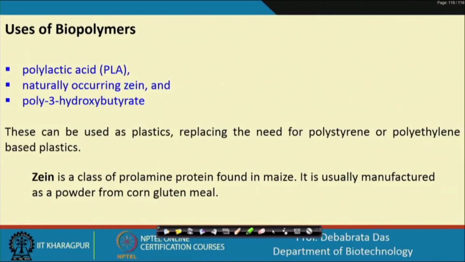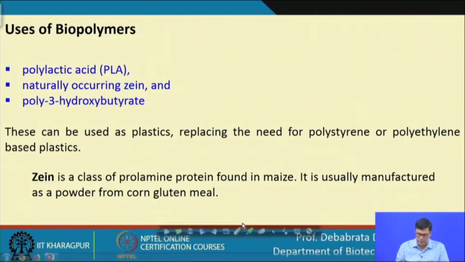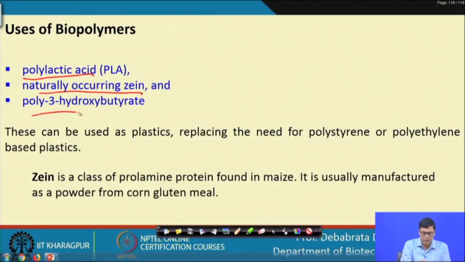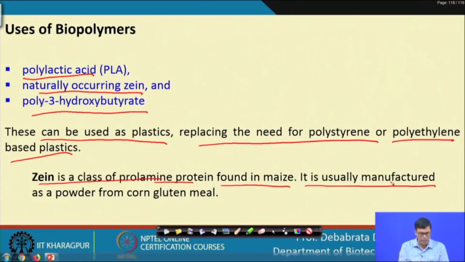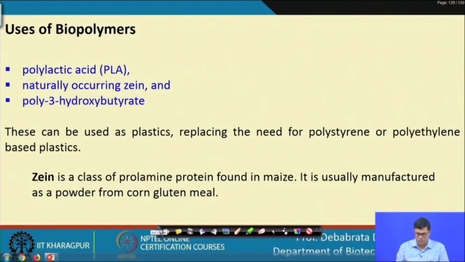Regarding the uses of biopolymers, I told you that we have polylactic acid, naturally occurring zein, and polyhydroxybutyrate, and these can be used as plastic, replacing the need for polystyrene or polyethylene based plastic. Zein is a class of prolamine protein found in maize, and it is usually manufactured as a powder from corn gluten meal. This is the kind of application that we have with zein.